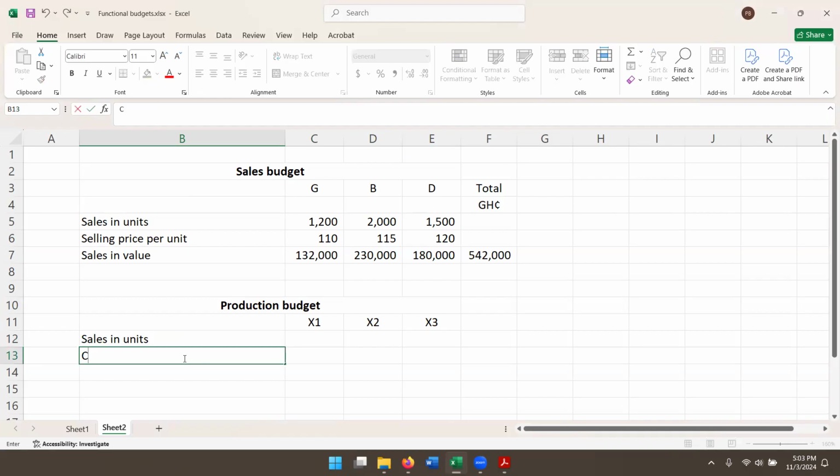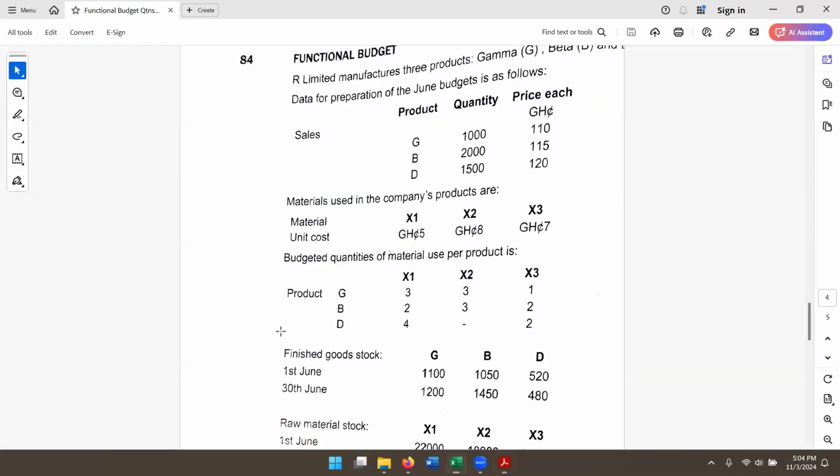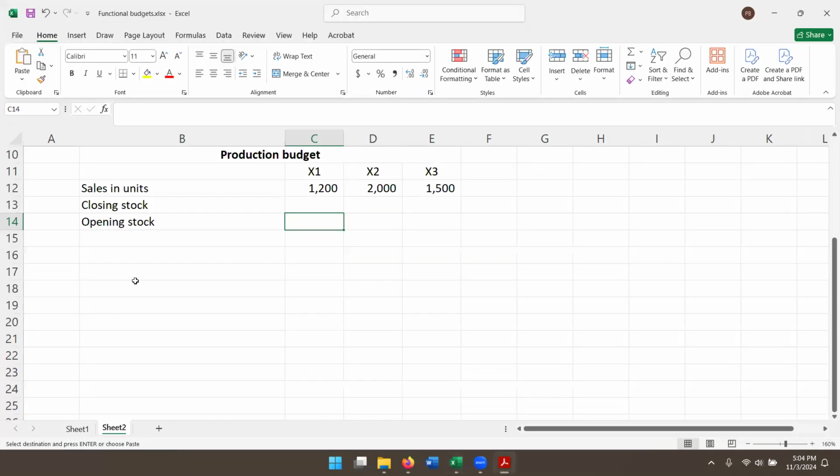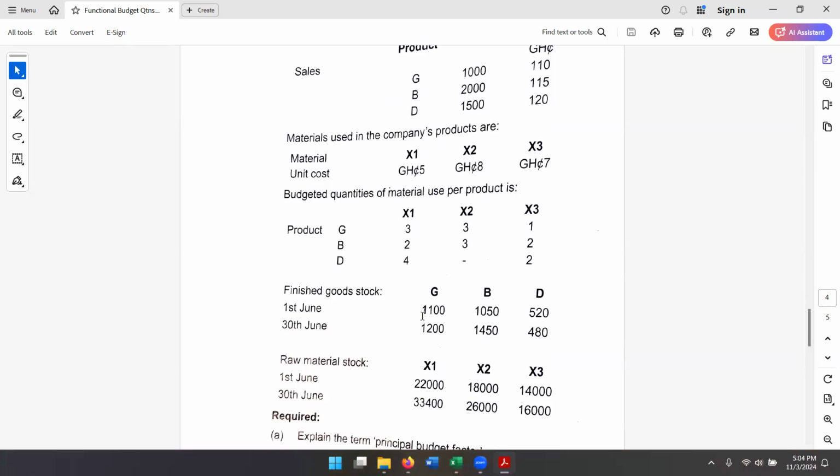Then we add closing stock, and then less opening stock. All right, so sales in units, we already have that. So you just copy and paste. Then you are good to go. Then closing stock. So production budget relates to finished goods. So you go to finished goods, we have opening and closing.